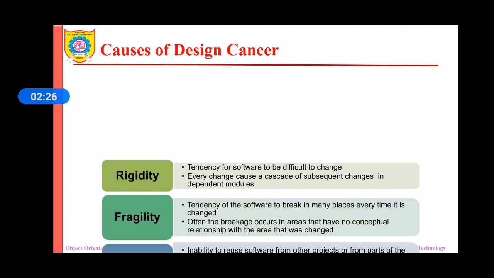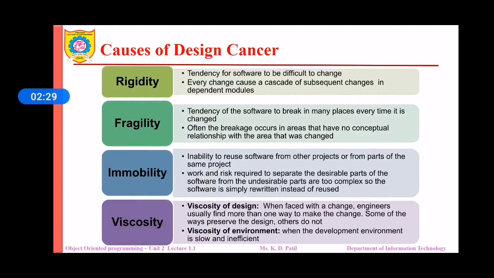Here are some of the characteristics of bad software design. If you observe these characteristics in your software development, then your software may not be good for future use. Your software may not be good for the reusability concept. Now, these are the four principles.